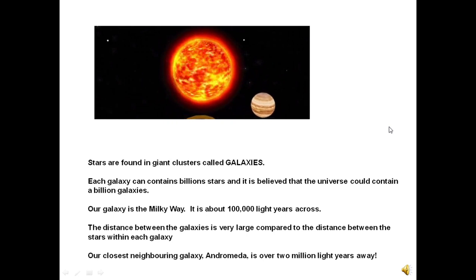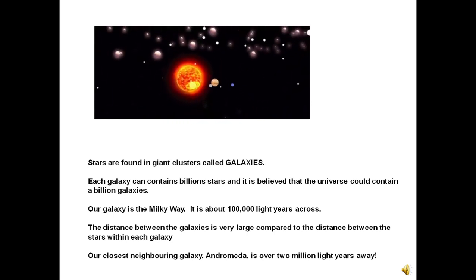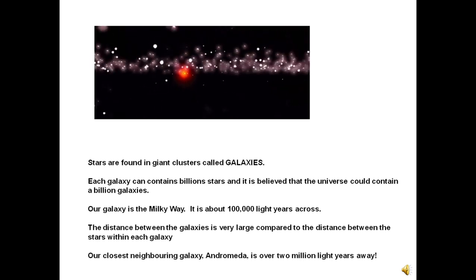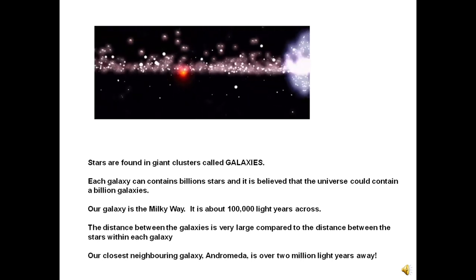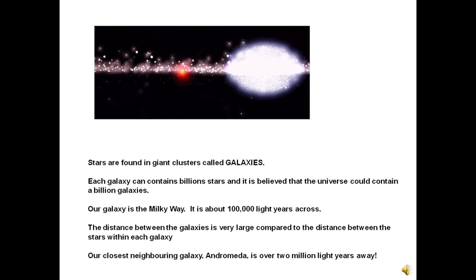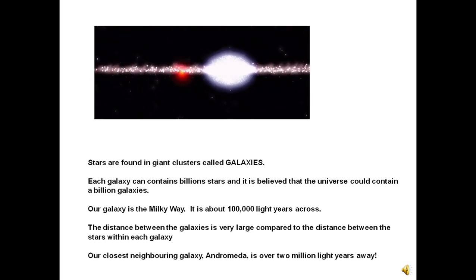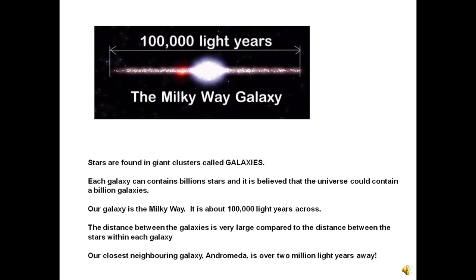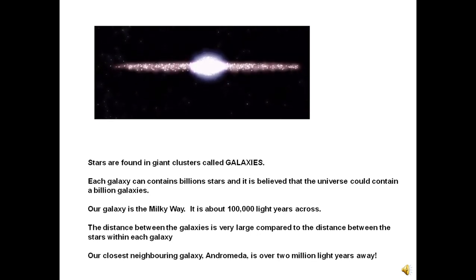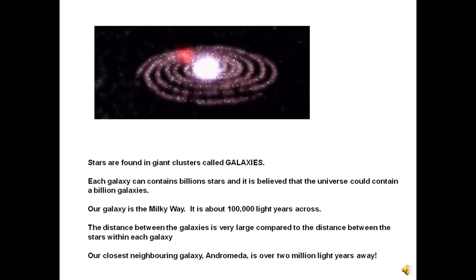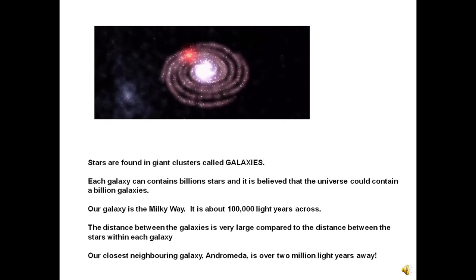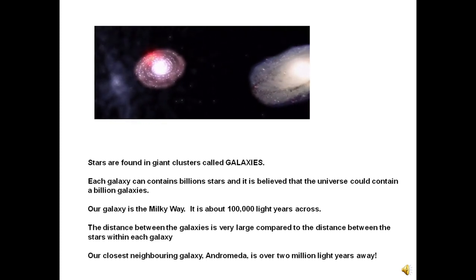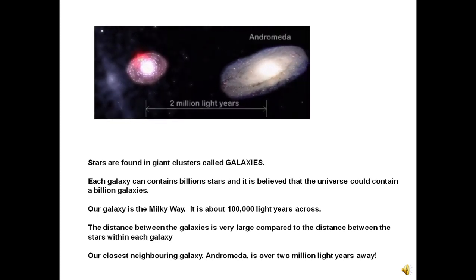Stars form galaxies, groups of stars, literally cities of stars. Each galaxy has a huge number of stars in it, and there could be a billion galaxies in the universe. Our galaxy is about 100,000 light years across. 1 light year is the distance travelled by light in 1 year. Given that light can travel round the Earth 7 times in a second, that's a very, very long way.